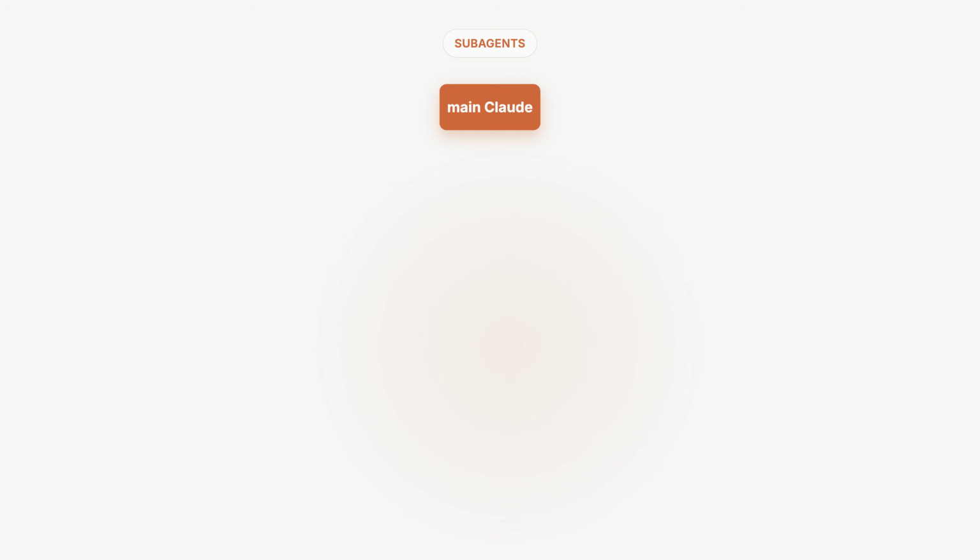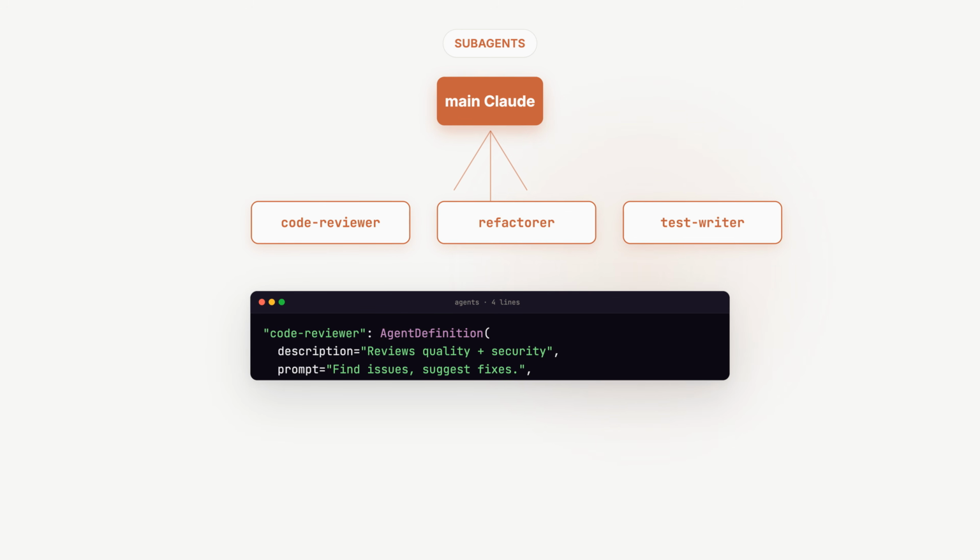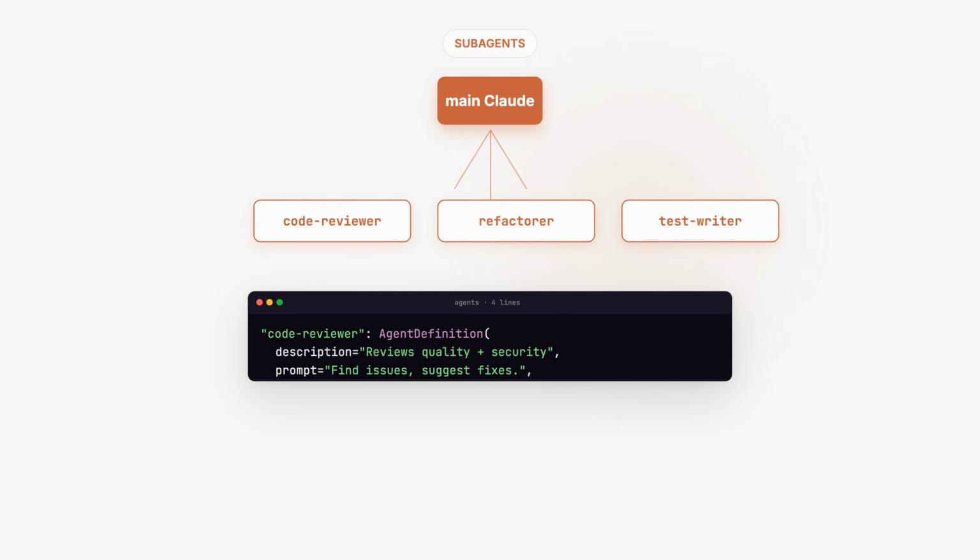And if one Claude isn't enough, you spawn a specialist. 4 lines defines a code reviewer subagent. Description, system prompt, allowed tools. Done. The main Claude routes work to it. The subagent runs in its own context, reports back when done. You stack as many specialists as you want. Reviewer, refactorer, test writer. Each one, its own little brain.